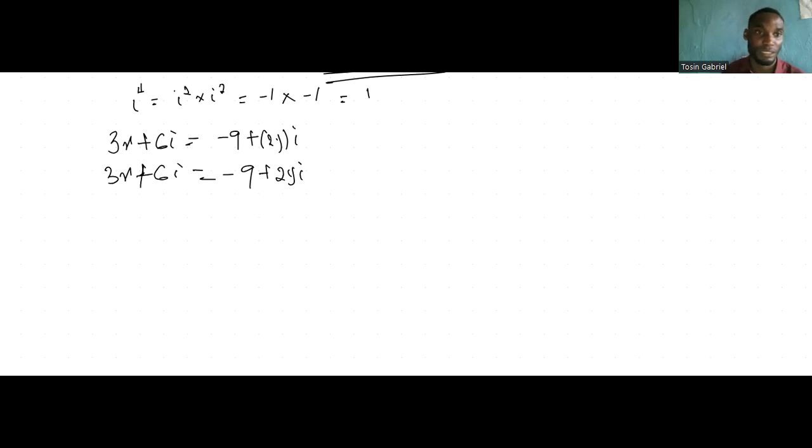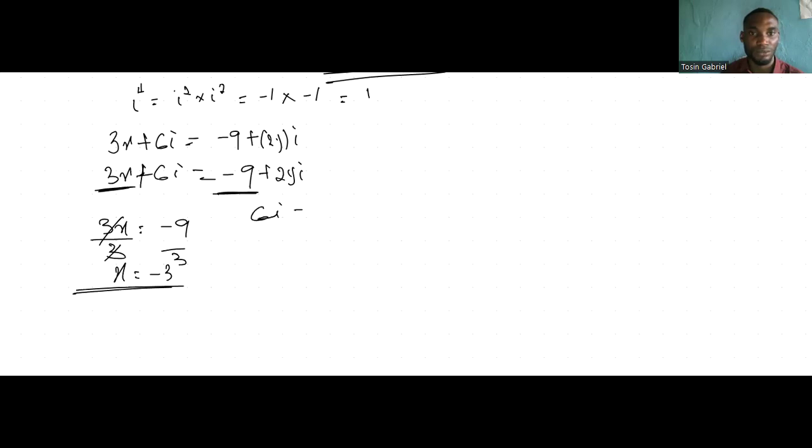So let's start with the real part. This is the real part here, 3x on the left hand side, and this is the real part on the right hand side. So let's equate them to each other. We say 3x is equal to minus 9. Divide both sides by 3. It's easy. Then x is equal to minus 3. So that's your x. Then for the imaginary part, we're going to say 6i equals 2yi. We remove the i, then we have 6 is equal to 2y. We divide both sides by 2, and then y will be equal to 3.